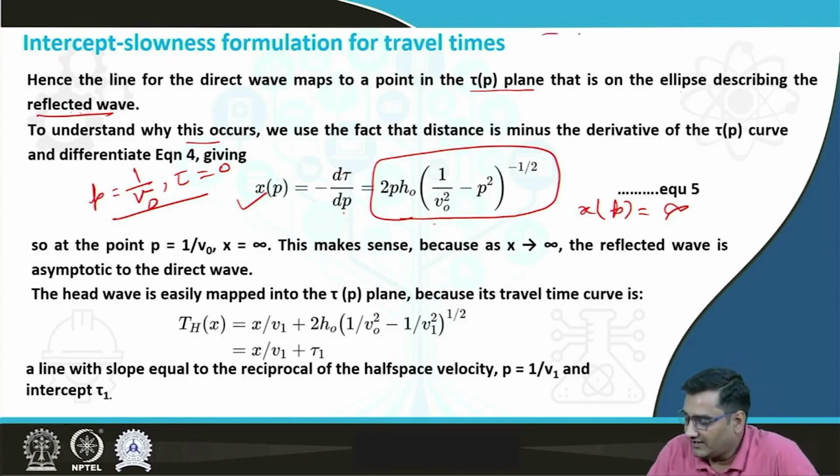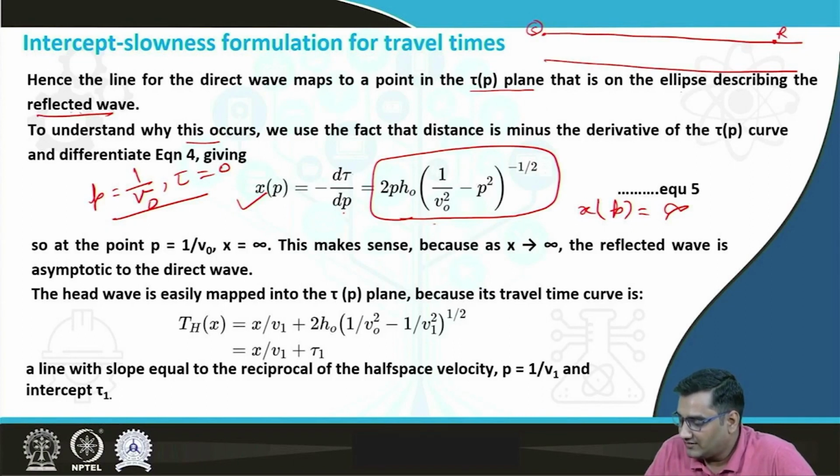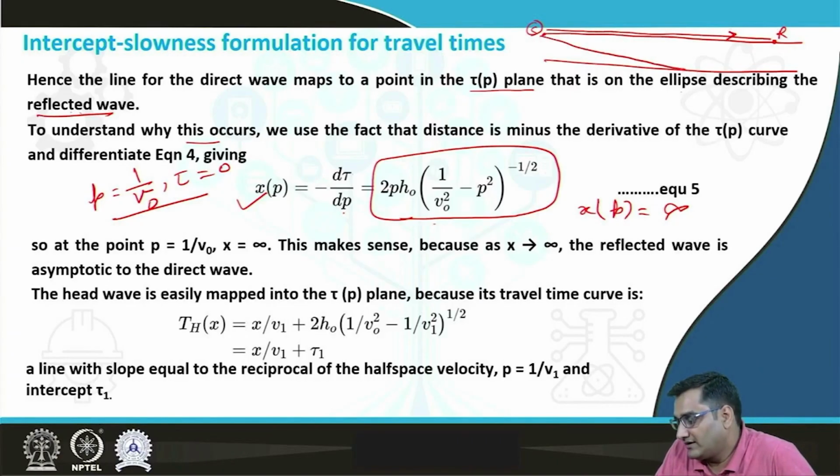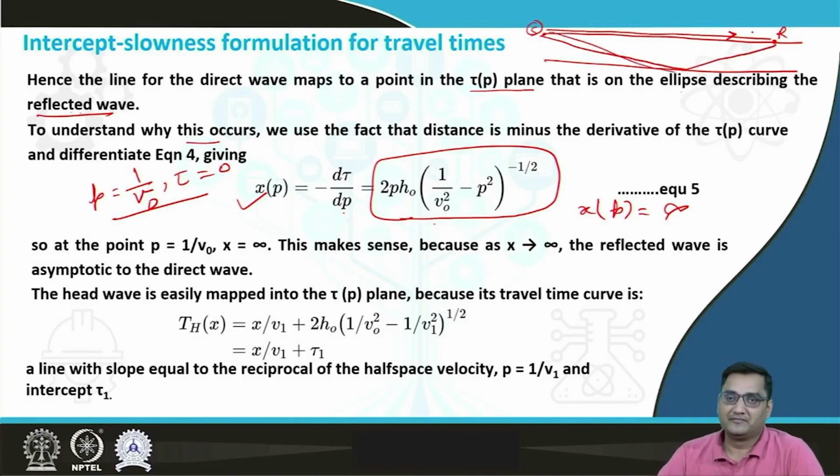So let's suppose this is your surface, and here you have the source and here you have the receiver, and this is the single layer. Then this is your direct wave that is traveling to the receiver, and the distance between the source and the receiver is very large. In that case, the reflection looks almost similar to the direct wave.